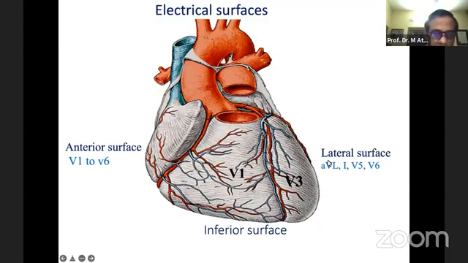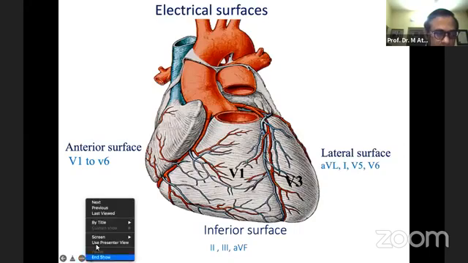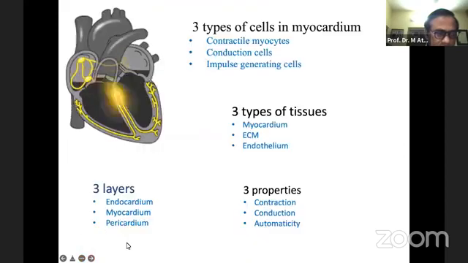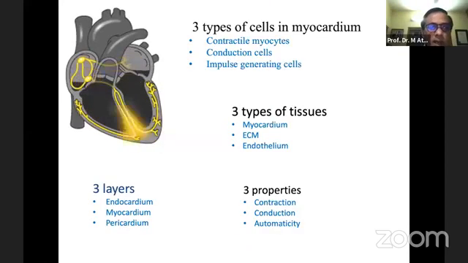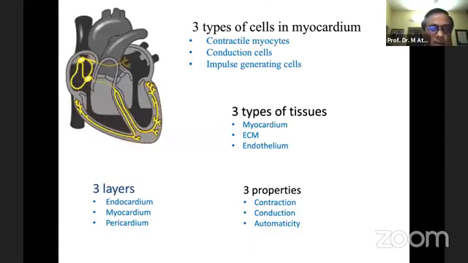And on the bottom, this is the inferior surface of the heart. By ECG, it is described in leads 2, 3, and AVF. So these are the electrical surfaces. There is also another posterior surface, which is described in terms of the ECG. So the electrical surfaces are the anterior surface, lateral surface, and inferior surface of the heart. These are the electrical surfaces of the heart. And actually the heart is composed of different kinds of tissues.